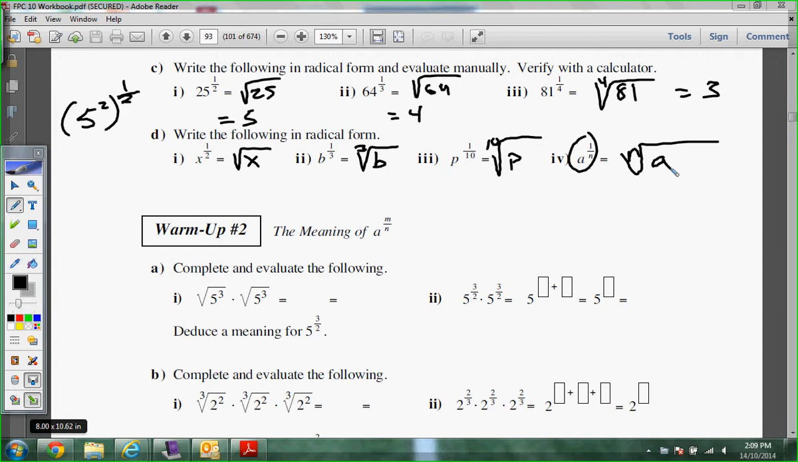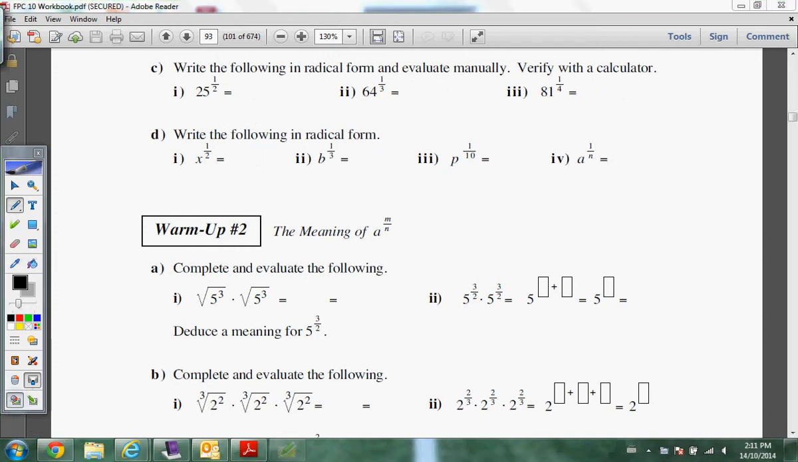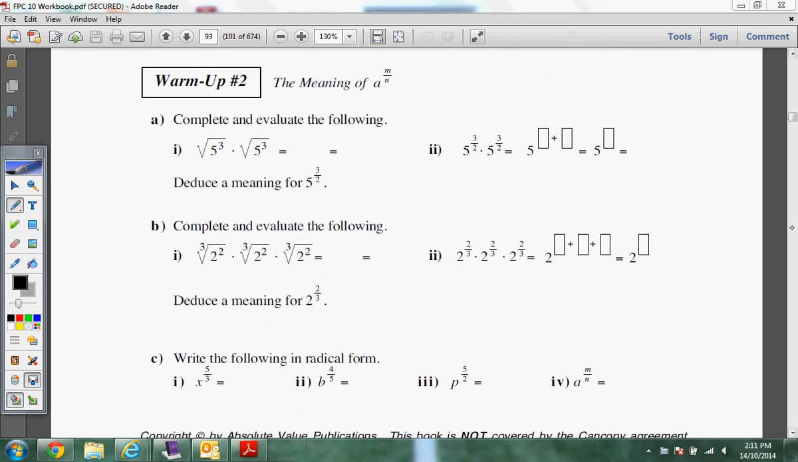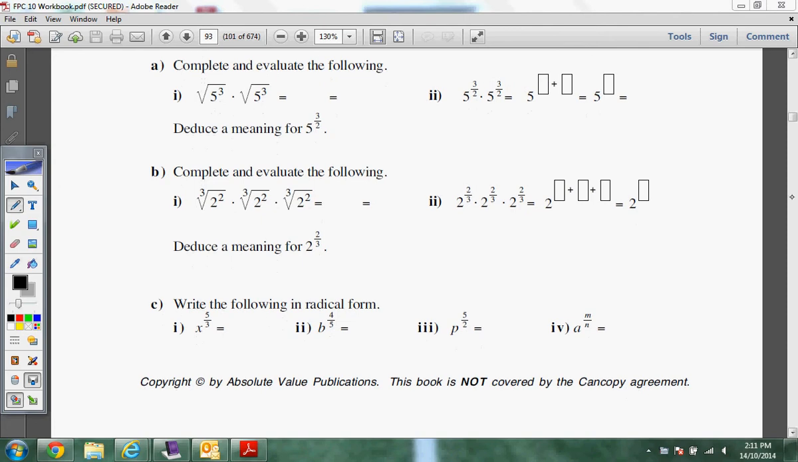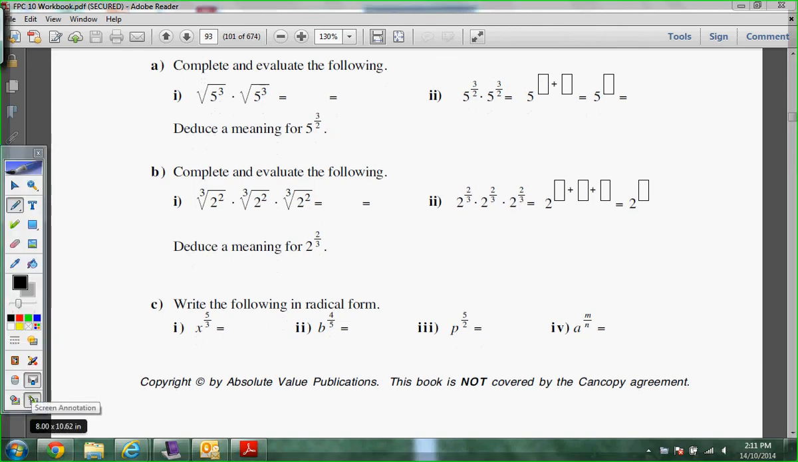All right. So complete and evaluate the following. So now, this one's a little bit different here. Let me move it up so we have some more room. If I'm going too fast, let me know and slow down. Okay, so complete the following. Square root of 5 cubed times the square root of 5 cubed.